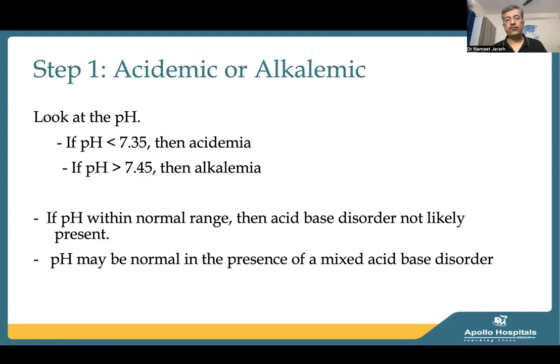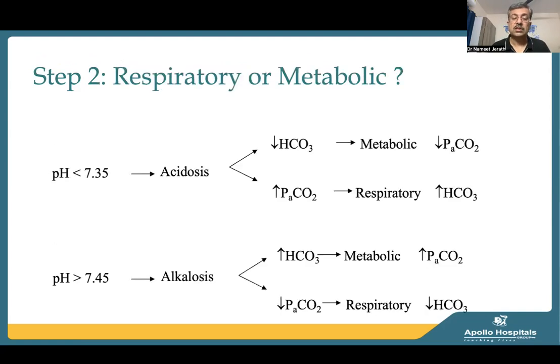Similarly, a pH more than 7.45 is alkalemia. Again, we realized that we would take the number 7.4 as normal, and anything on each side would be considered abnormal. If the pH is within this normal range, then an acid-base disorder is very unlikely, though the pH may be normal in the presence of some mixed acid-base disorders. The second important step is to find out if the acidemia or the alkalemia is respiratory or metabolic, right? So first, if it is acidosis, acidosis can happen only because of 2 reasons.